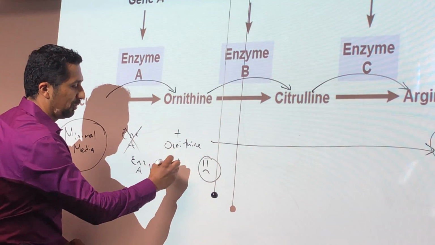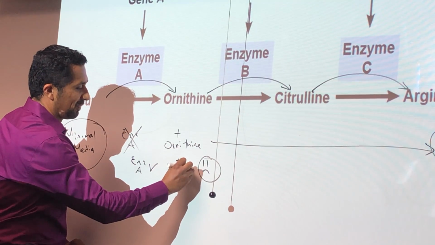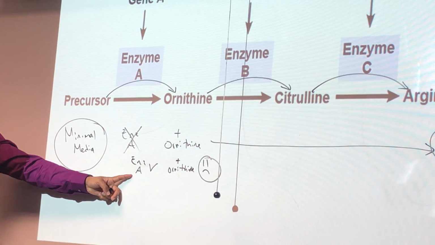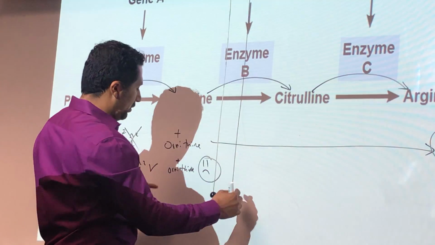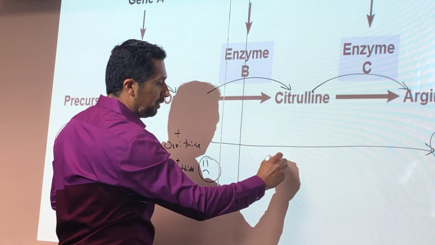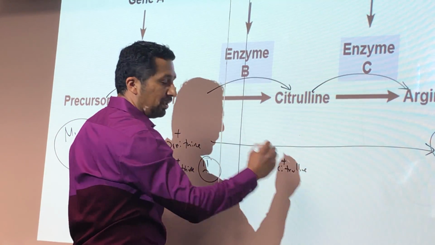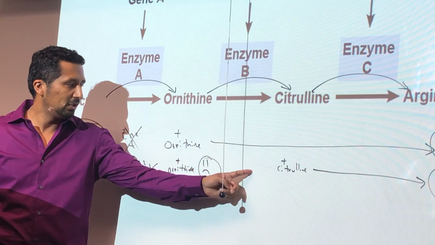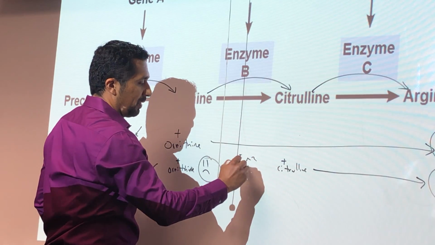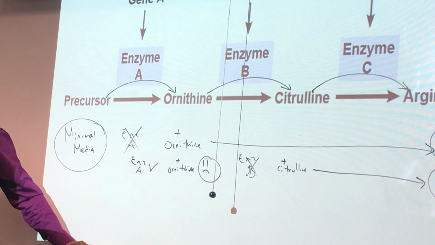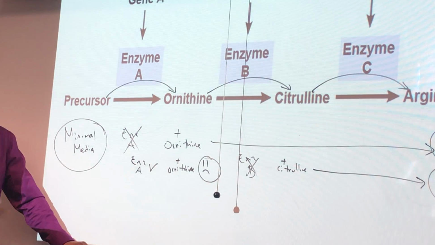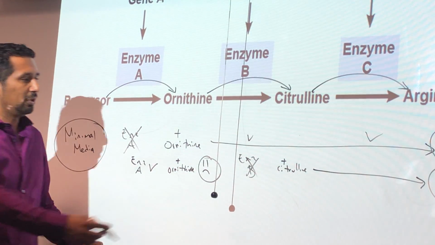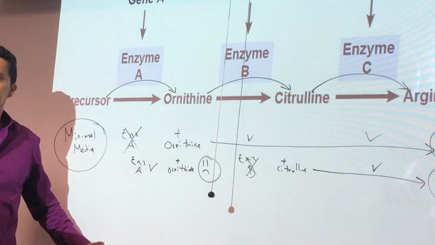Let me just put the ornithine. Right? Enzyme A is not the problem. Enzyme A is working. Okay? So now you add to this dying organism citrulline. And now with this, it lives, it's happy, it's growing. Then that tells you that the problem was enzyme B, the one that is not working. Okay? This right here tells you that enzyme B is faulty and enzyme C is working, because it's able to complete the pathway.